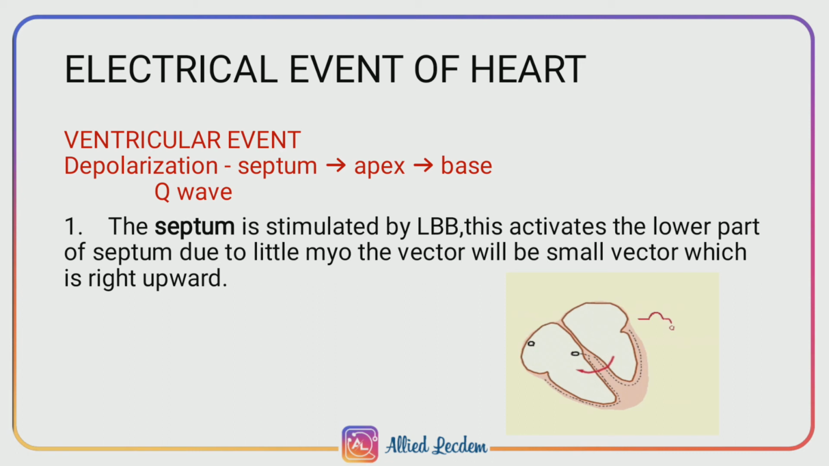The vector here will be away from the positive pole, as the impulse starts from the end of the septum to the top of the septum. The vector is towards the negative pole, so it will be a negative deflection. That is, the vector is towards the right upward and the negative deflection, which is the Q wave.